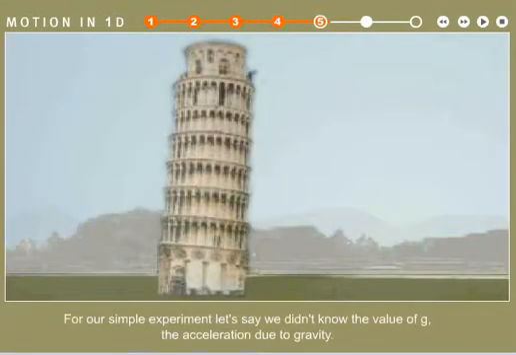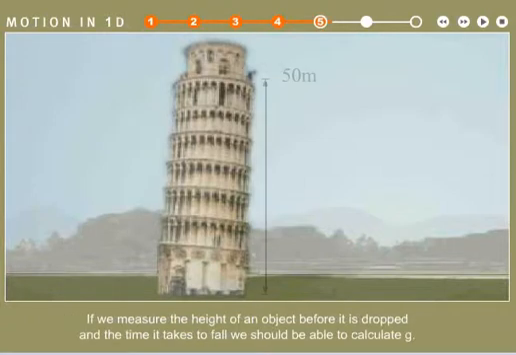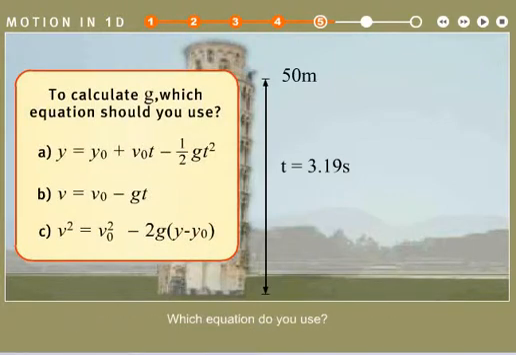For our simple experiment, let's say we didn't know the value of g, the acceleration due to gravity. If we measure the height of an object before it is dropped and the time it takes to fall, we should be able to calculate g. Which equation do you use?